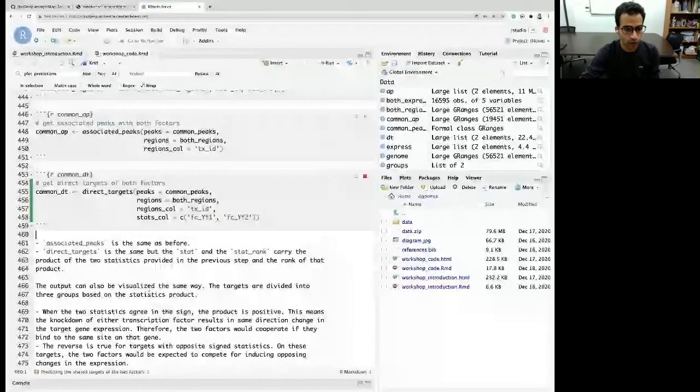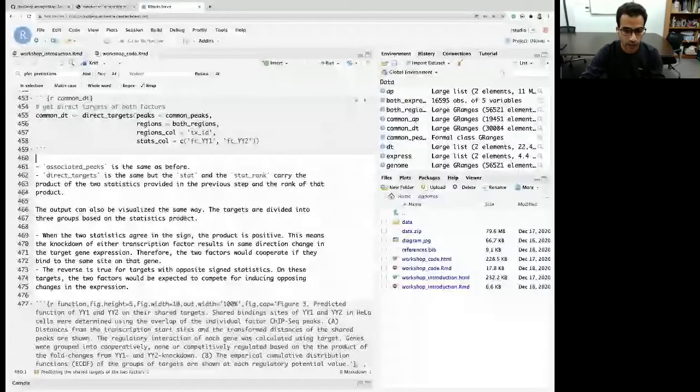So to visualize the output, we will use a very similar technique. We divide the targets into two or three groups, whatever grouping we're interested in. In this case, I want to see if the two factors produce similar effects. I will call the group of targets where the two transcription factors are cooperating cooperative, and the opposite will be competition. The idea here is that if the statistics agree in sign, then the product would be positive, and this means that the two factors produce similar effects on those genes that they share.